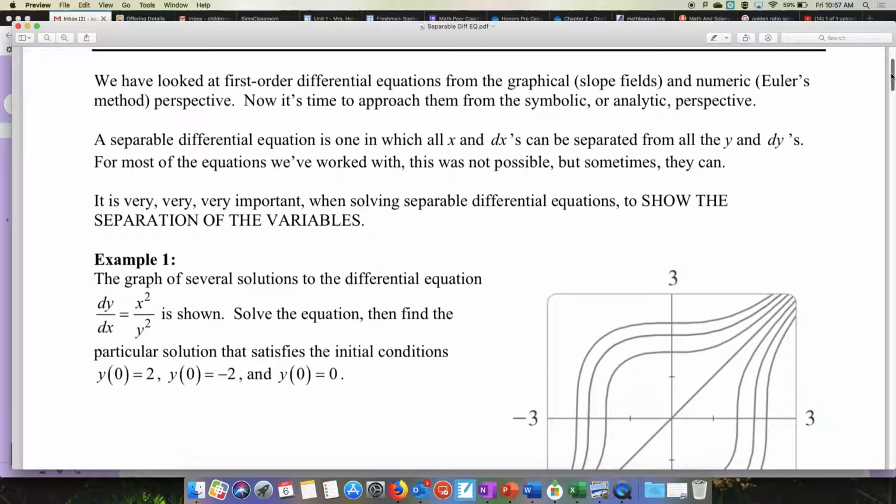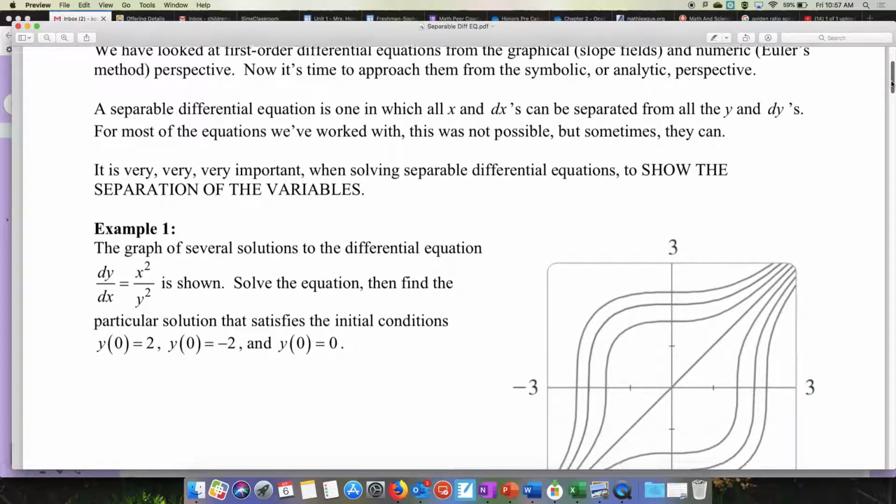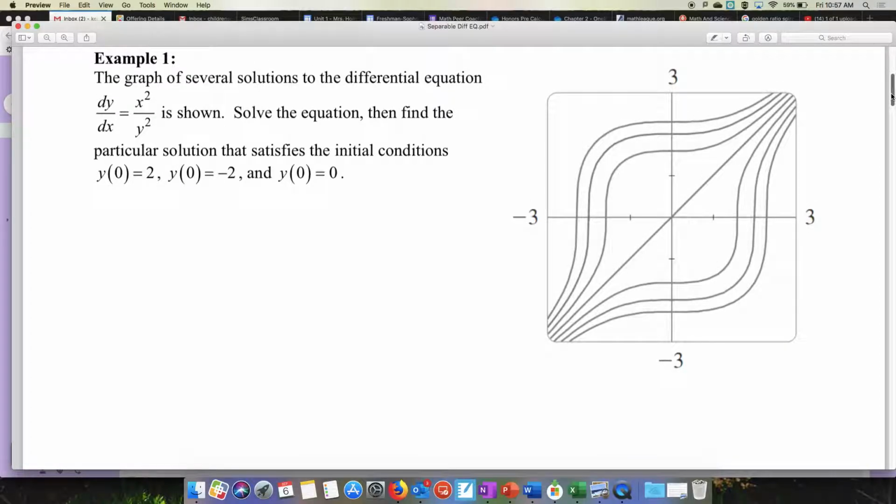When we have a differential equation that involves both an x and a y, if it is possible to separate them, that is the strategy that we need to remember from last year. So please write down dy dx equals x squared over y squared. We're kind of smushing two together.